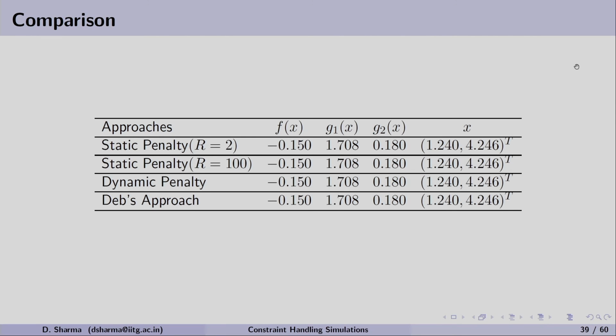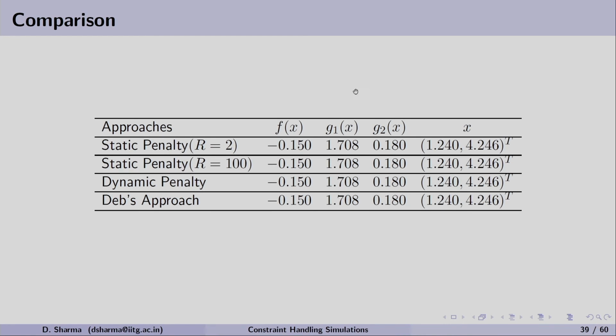Now, as we have solved this particular problem using different approaches, let us compare the solutions. If we look into this particular table, here we can see that up to 3 decimal places, all the methods are giving us the same function value. Looking at the G1 and G2 values, it can be seen that both the constraints are inactive constraints, and up to 3 decimal places, these constraint handling techniques gave us the same solution.